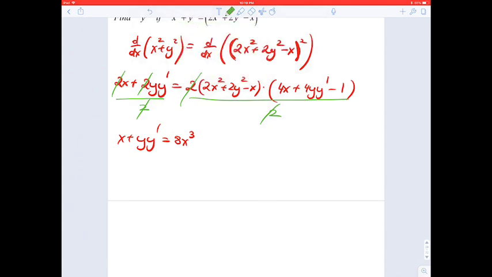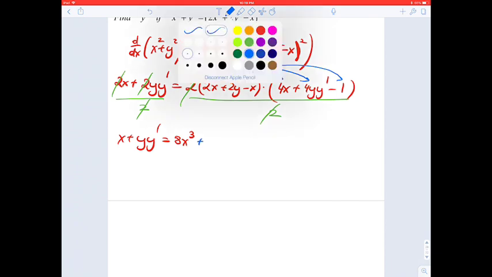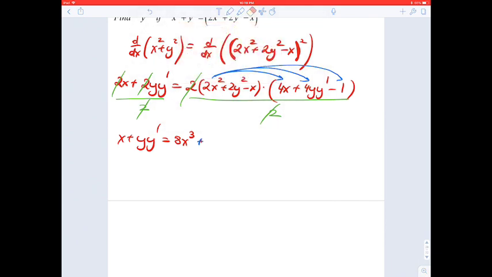2x squared, because what I'm doing, I can show you maybe this. I'm multiplying the first term by each term. This means I have 8x cubed, 2x squared times 4y, y prime. It will be 8x squared y, y prime. Okay, and then 2x squared times negative 1, just negative 2x squared.